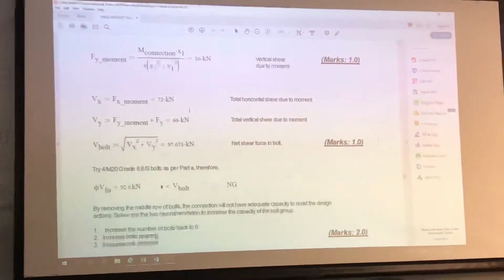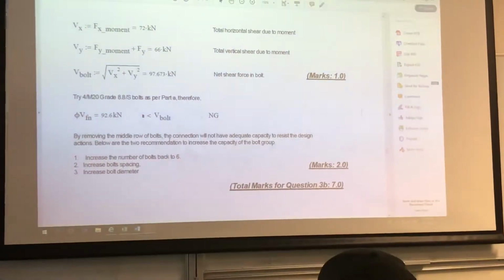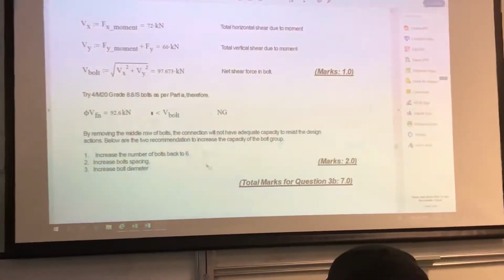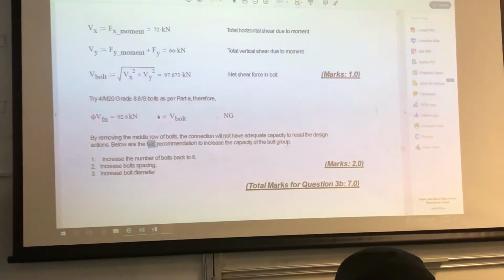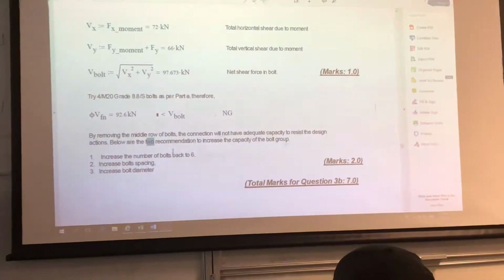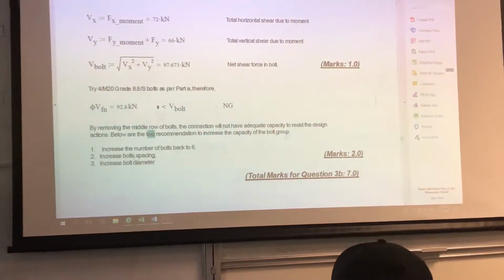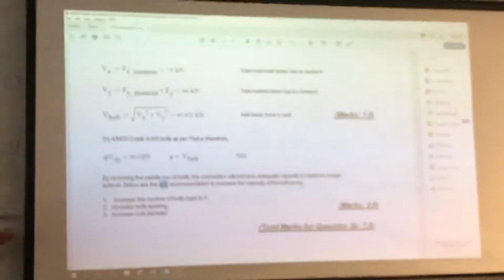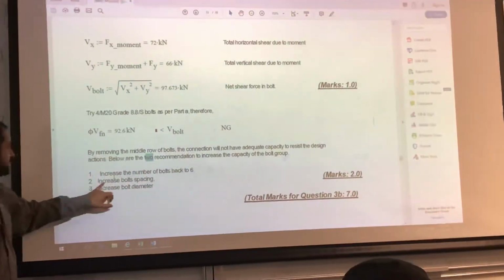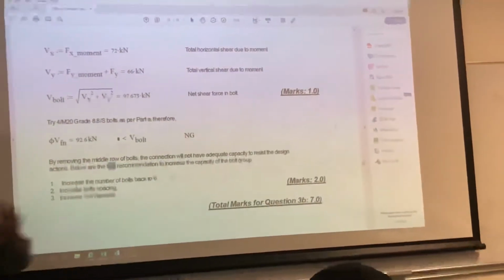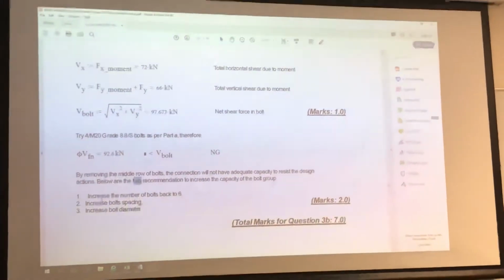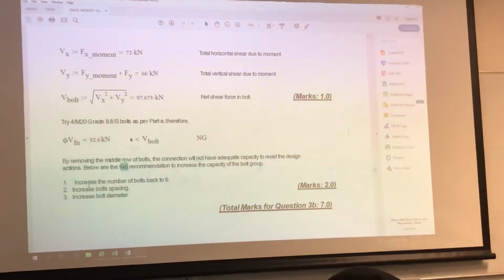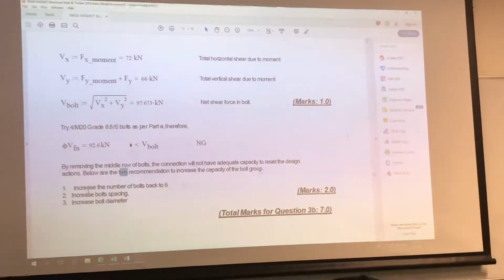So what does that mean? By removing the row of bolts, the connection will not have adequate capacity to resist the design actions. Below are the 2 recommendations, or 3, sorry, there should be 3 because I gave 3 recommendations to increase the capacity of the bolt group. Number 1, increase the number of bolts back to 6. Increase the bolt spacing. By increasing the bolt spacing, what happened? You increase the lever arm. And the lever arm means you reduce the action.